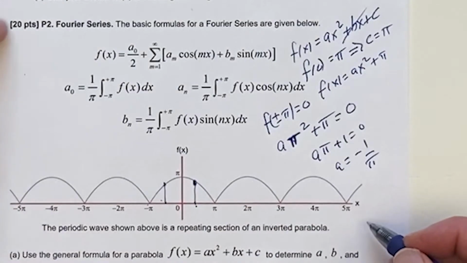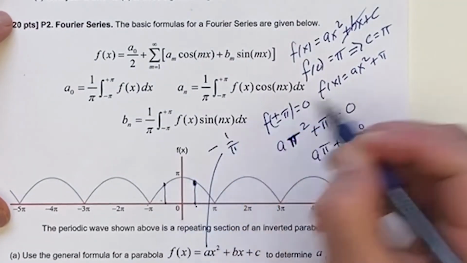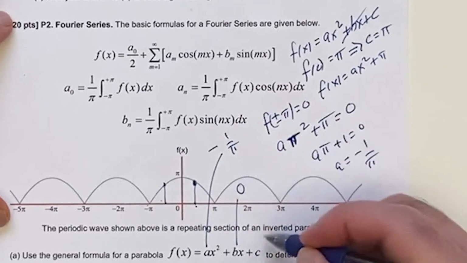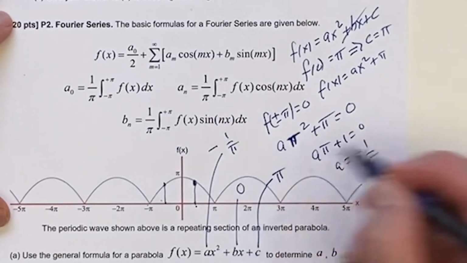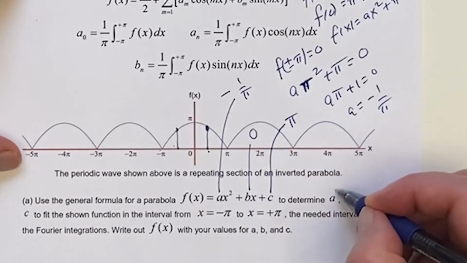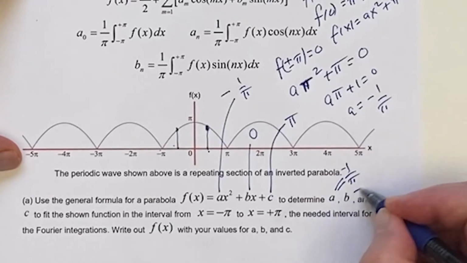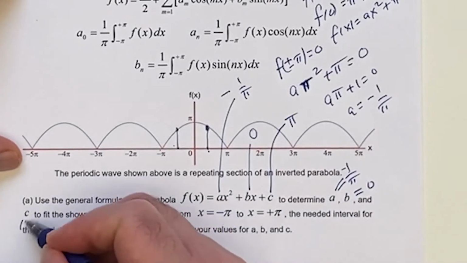Okay, so that means I have my function. I have a is negative 1 over pi, I have b is 0, and I have c is pi. So it would be nice to determine them. So in other words, a equals negative 1 over pi, b equals 0, and c equals pi.